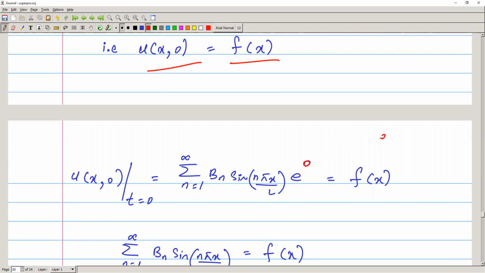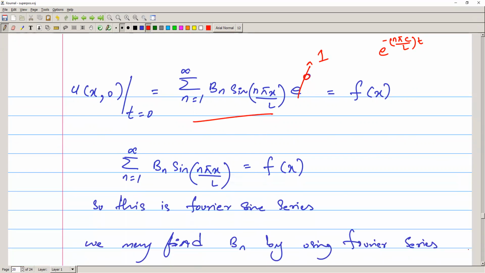it will be e to the power 0 because it was e to the power negative n pi c over L times t, and when we plug 0 for t, it will be 0. This is 1. So we'll only be left with this. And remember that this is a Fourier sine series, right? We know that a Fourier sine series is represented by this form, b_n sine n pi x over L.